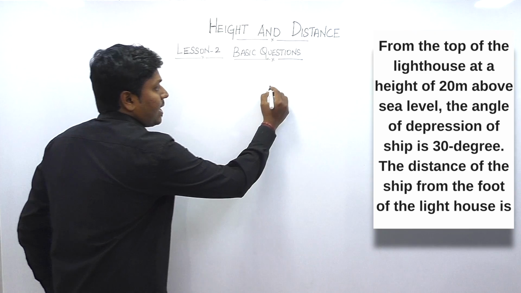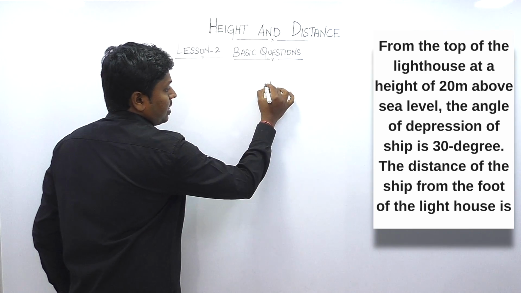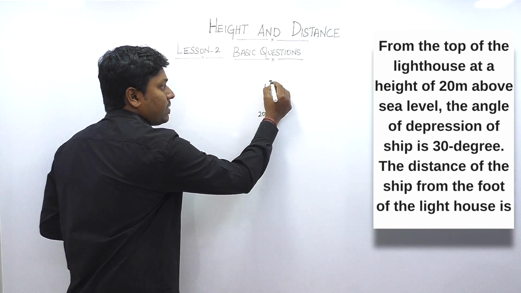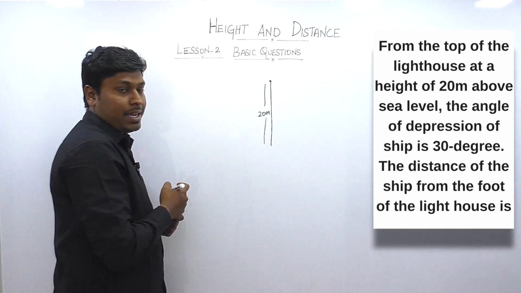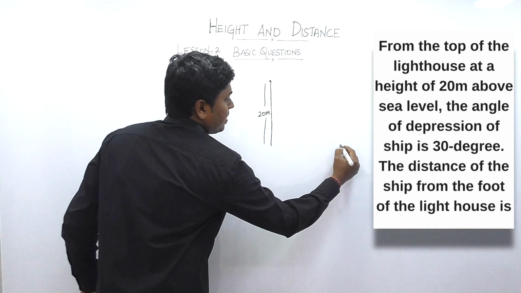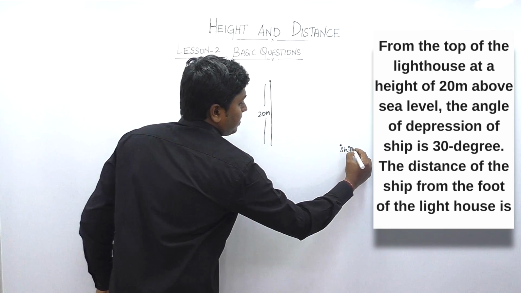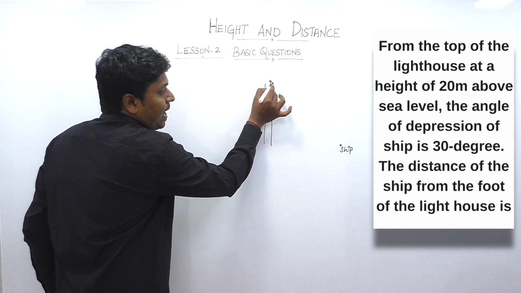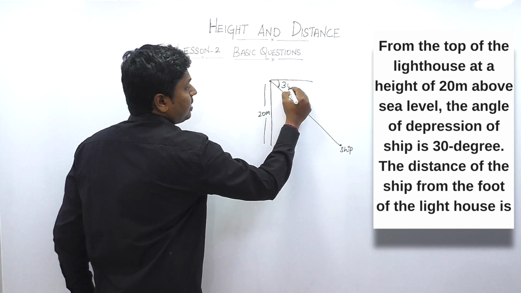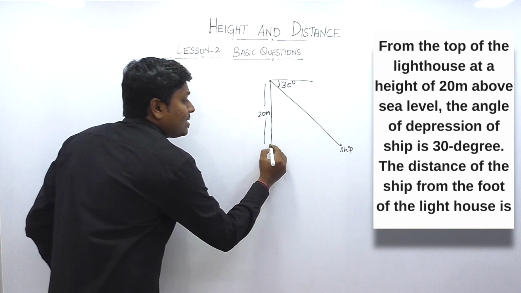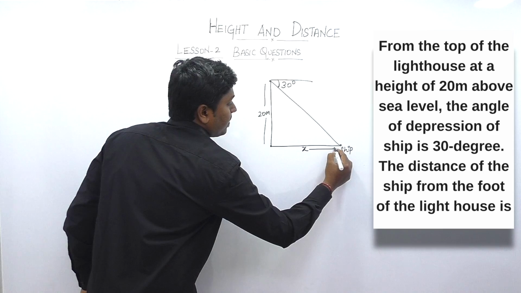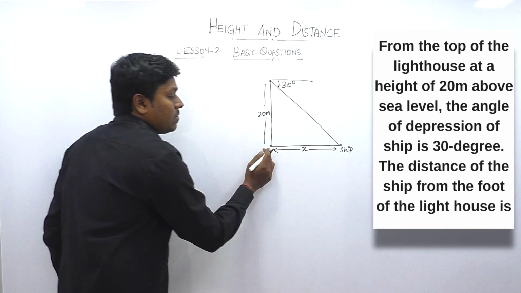So first of all, let me draw a diagram. Assume that this is the lighthouse, right? So the lighthouse will be 20 meter height. From the top of the lighthouse, listen carefully, the angle of depression of a ship is 30 degree. Assume that there is a ship here, right? So from the top of the lighthouse, the angle of depression will be this angle. So this angle is 30 degree. Our target is to find the distance between the ship and the foot of the lighthouse.